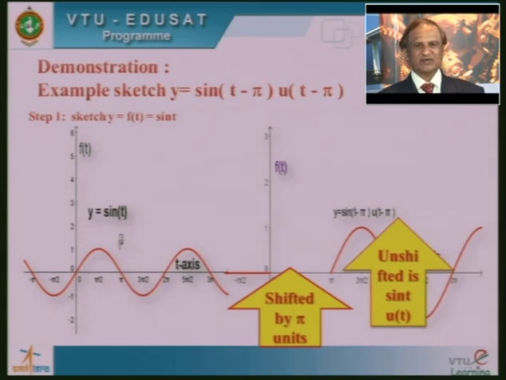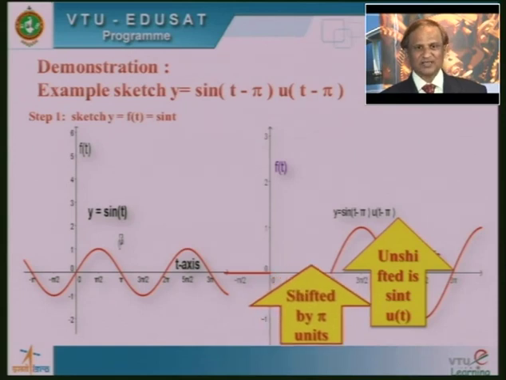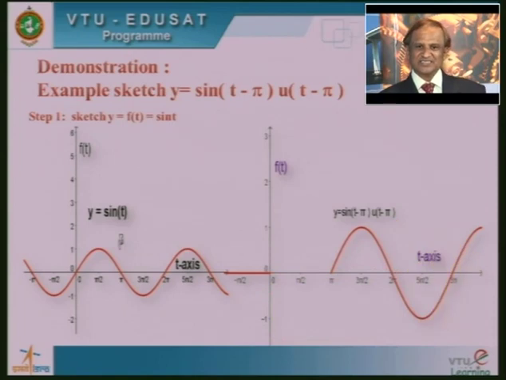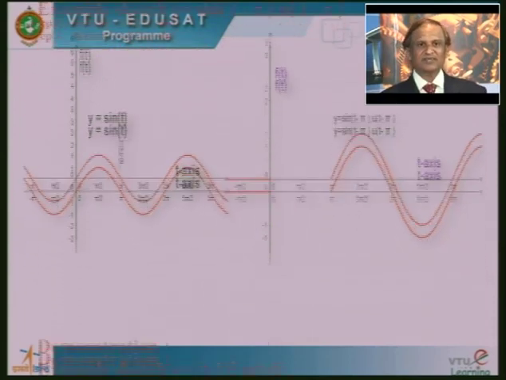Instead of 2, here I have considered 5. The sine curve graph we are already familiar with. It is shifted from 0 to pi. Is it clear? So what you are observing is shifted by pi units. The original curve is sin t into u of t.